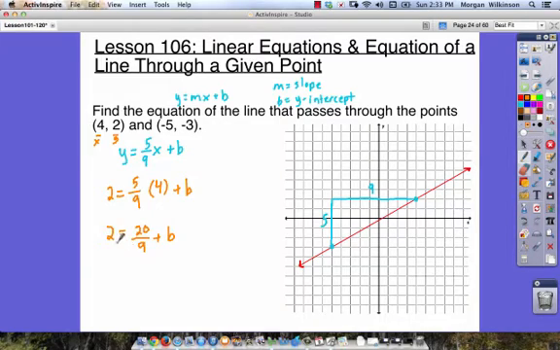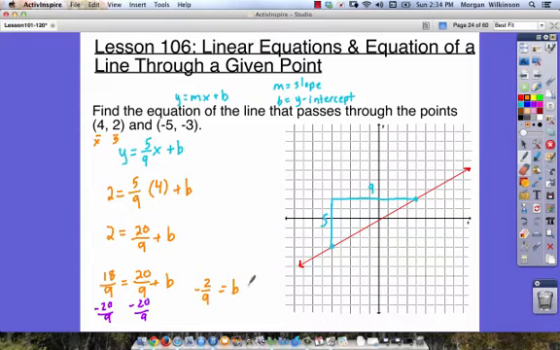Let's take that 2 and change it into something with a denominator of 9. Well, 2 is the same as 18/9, because 18 divided by 9 is 2. So 18/9 equals 20/9 plus b. Now in order to solve for b, we need to subtract 20/9 from both sides. So minus 20/9 and minus 20/9. 18/9 minus 20/9 must equal negative 2/9. So b is going to equal negative 2/9.